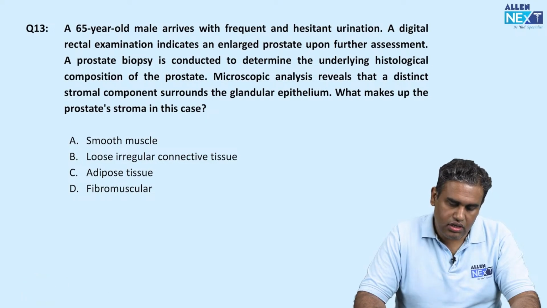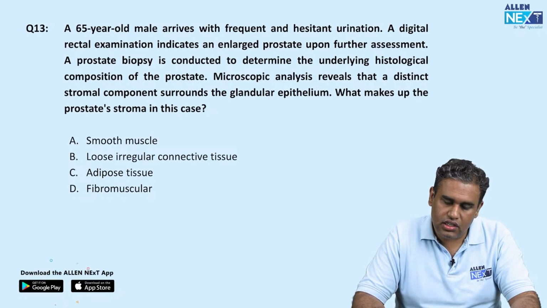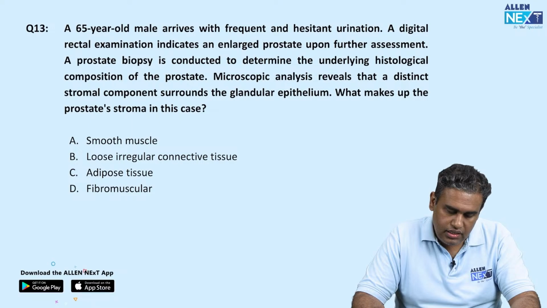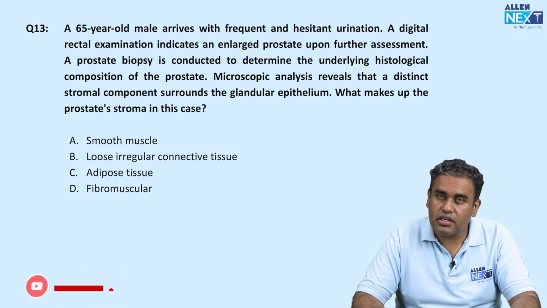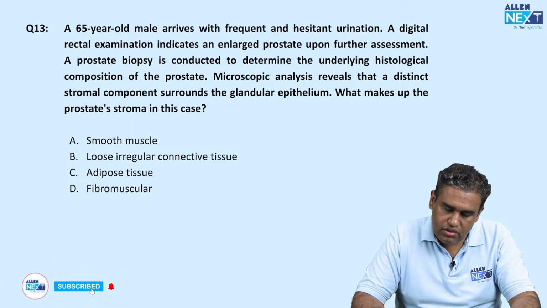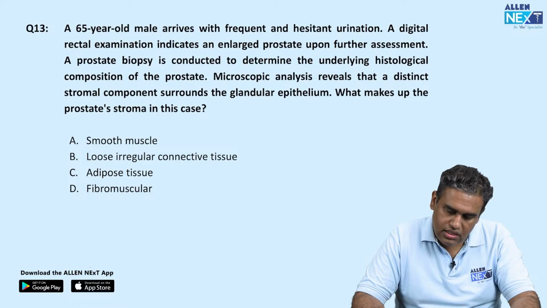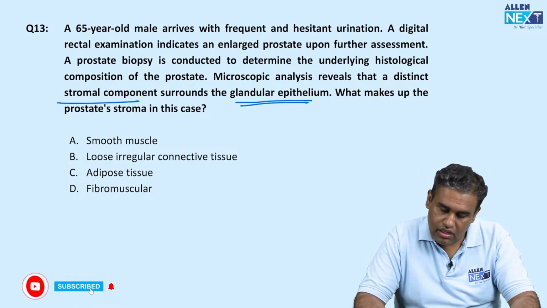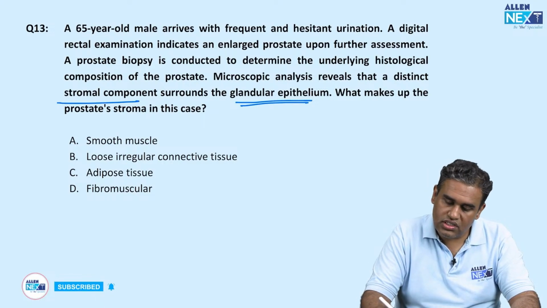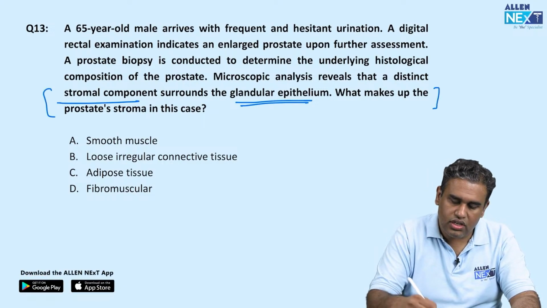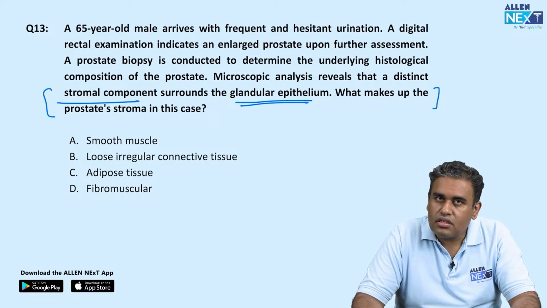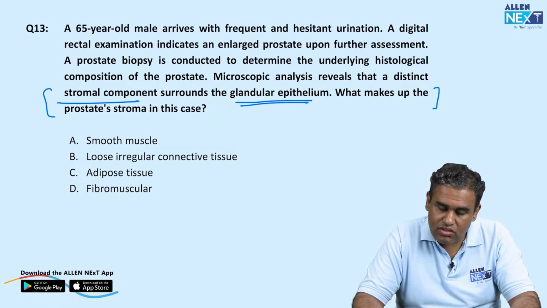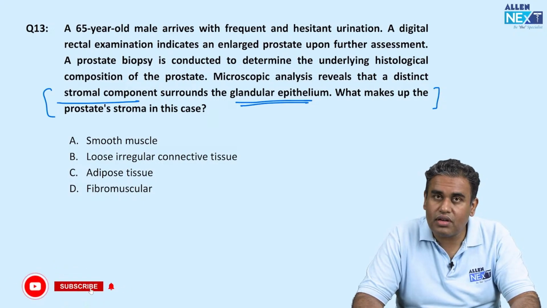A 65-year-old male presents with frequent and hesitant urination. DRE indicates an enlarged prostate. A biopsy is conducted to determine the underlying histological composition of the prostate. Microscopic analysis reveals a distinct stromal component surrounding the glandular epithelium. What makes the prostate stroma? So the question is just the last line; the rest is just to increase the length of the question. The question is only: what makes the prostate stroma?